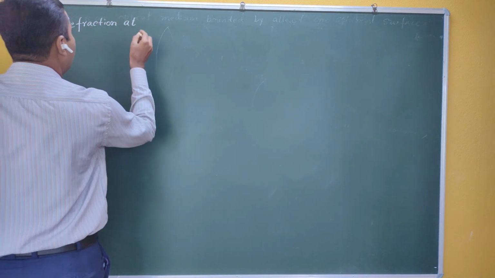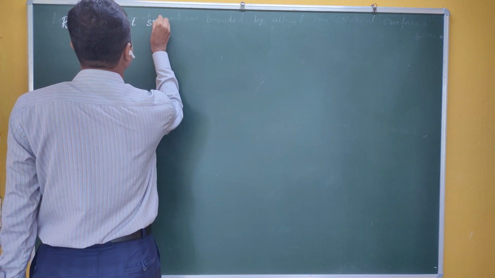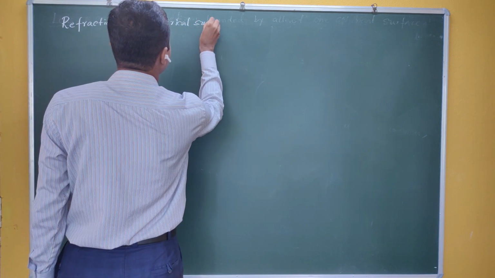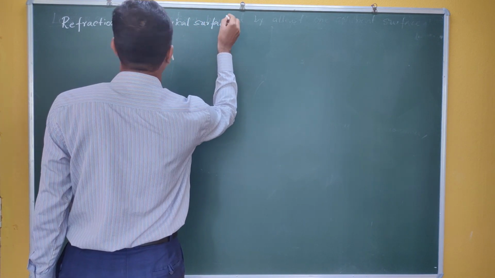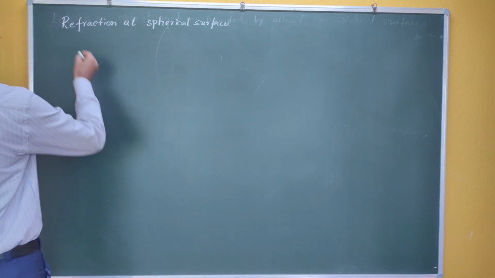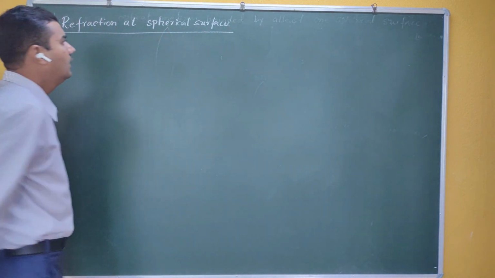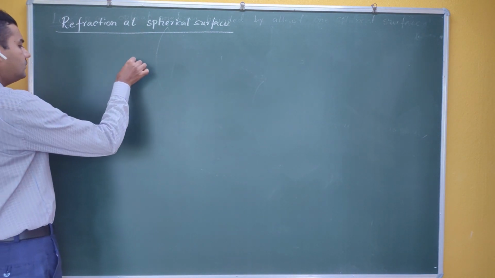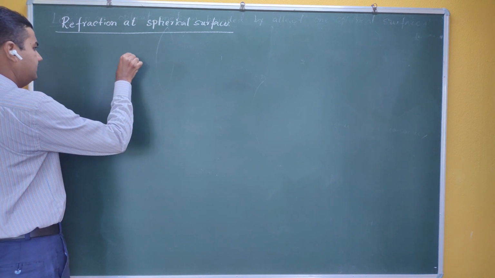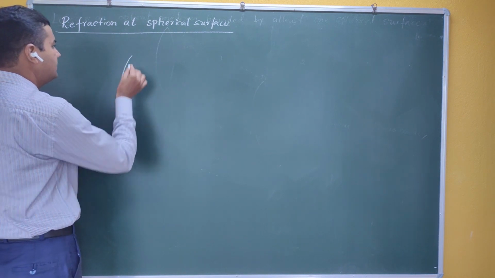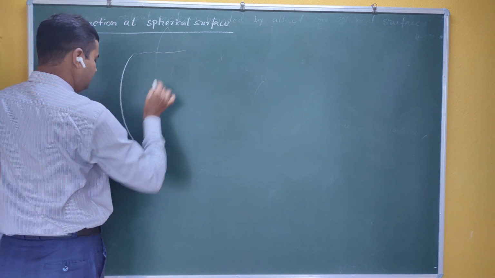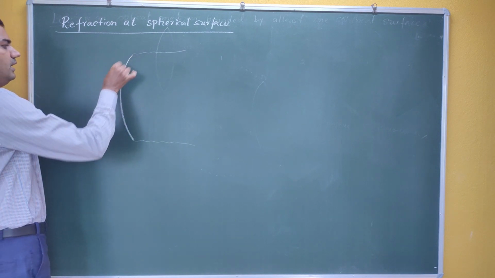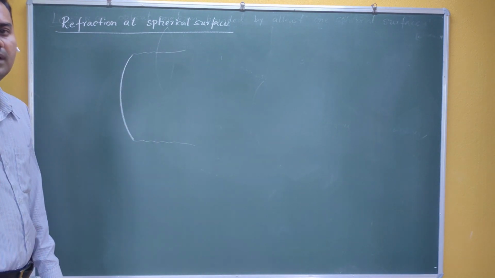Refraction at a single spherical surface. We are going to study a single spherical surface, then we are going to study lenses. So let me take a single surface. This is a single surface. We don't know what the surface on the other side is. I have taken only one part of the lens.